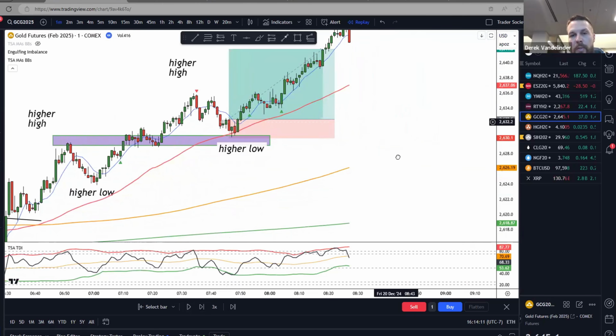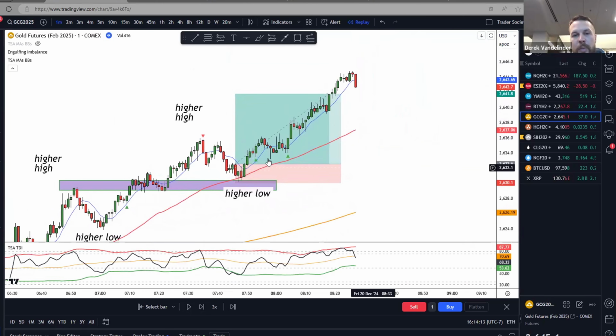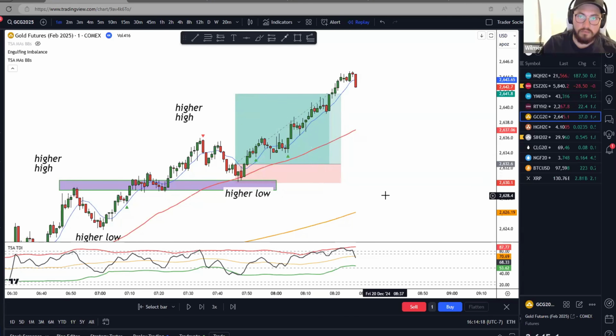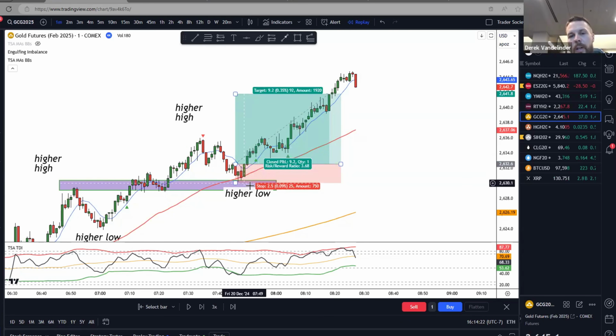So this was a 1 to 3.68. Meaning if I did lose this trade, I lost whatever I was risking, probably pretty low. Probably would have lost about $200 per account. But my take profit's about $800 per account.